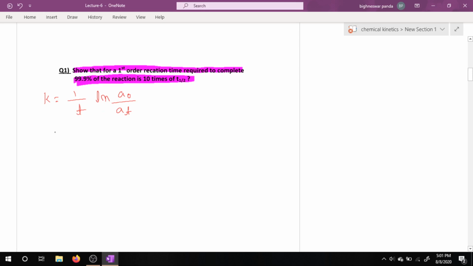So we can put here k is equal to 1 by t, where t is the time period. What time period? The given time period is t 99.9%. So I can consider the initial concentration as 100 and the final concentration left as 100 minus 99.9.